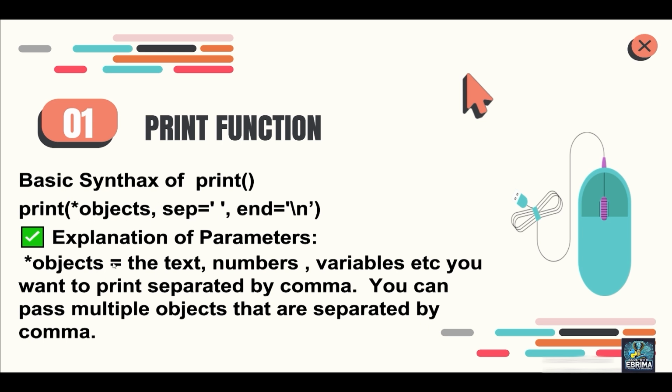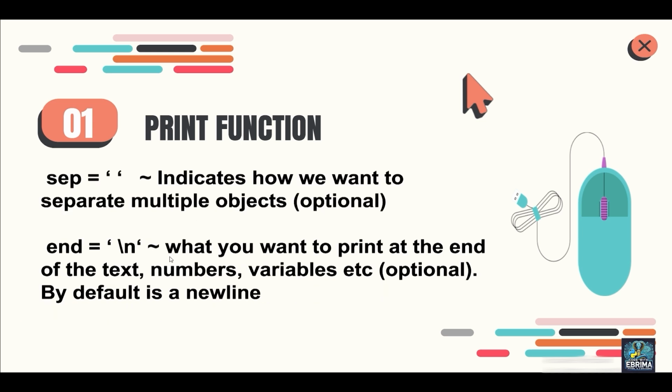So we have the objects. This is the text, the numbers, the variables you want to print, separated by comma. So you can pass multiple objects that are separated by comma. The next one is the separator. It indicates how we want to separate multiple objects, and it is optional.